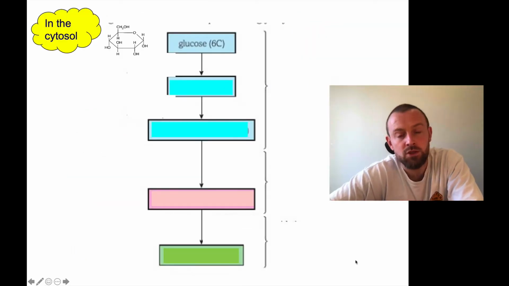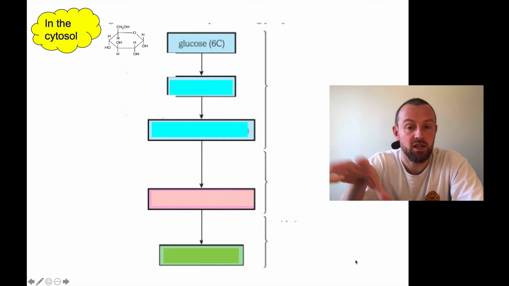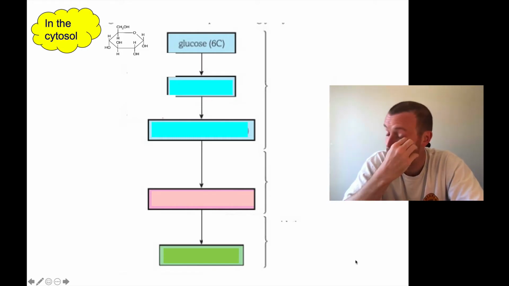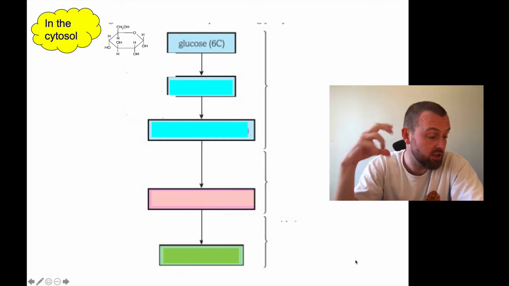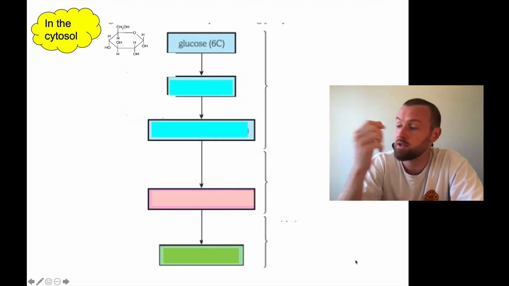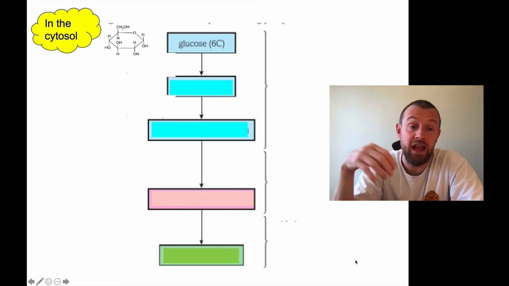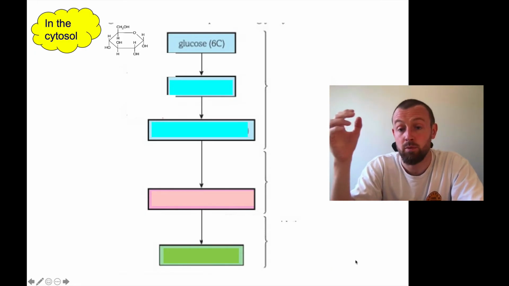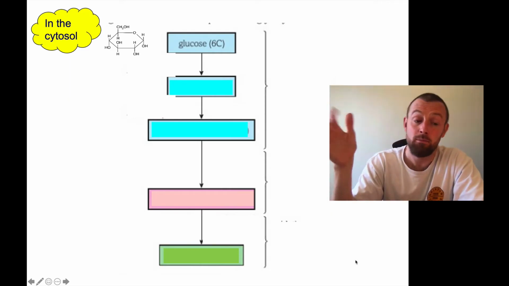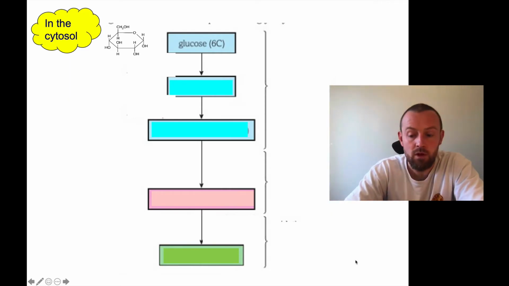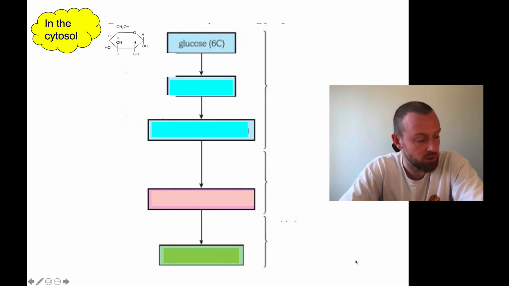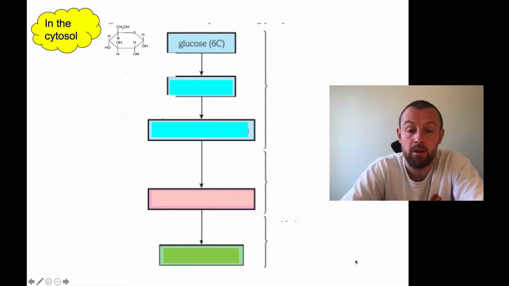Okay, so the first thing we need to know is that this process, this breaking down of glucose, happens in the cytosol. This is nothing to do with mitochondria, so this is in the cytosol, and in fact it is a very ancient process, so it can even happen in simple cells which don't have mitochondria. So, what happens? First we start with glucose, which is a 6-carbon molecule.